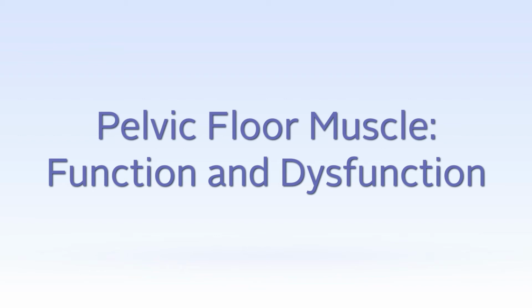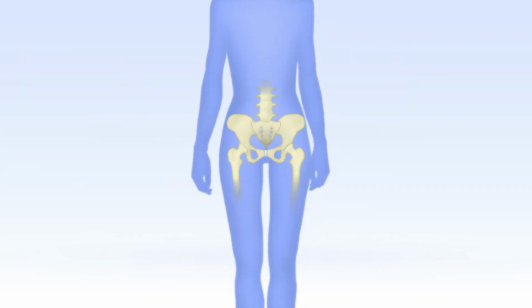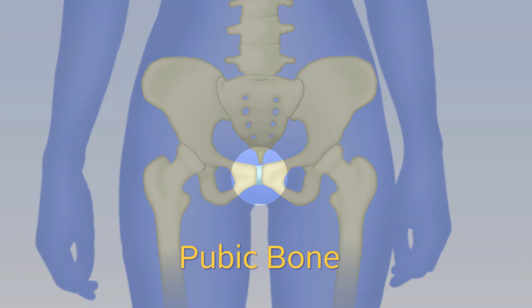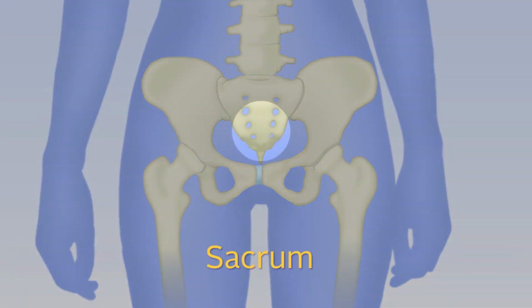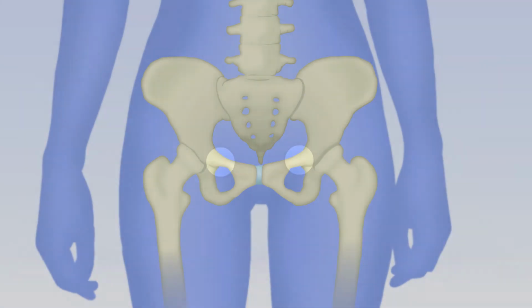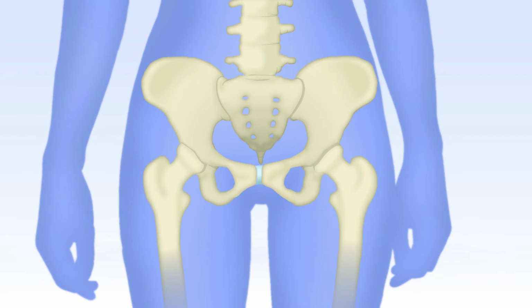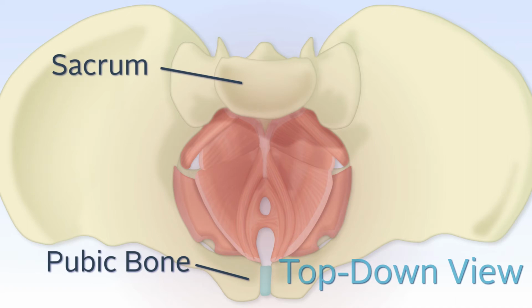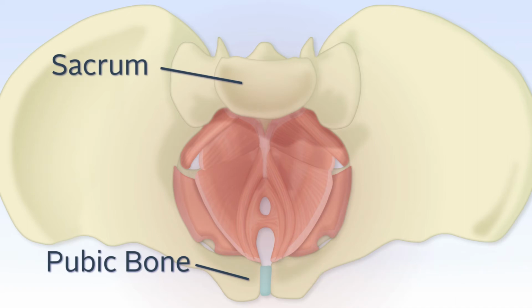This is a tutorial about pelvic floor muscle function and dysfunction. The pelvic floor is positioned at the base of the pelvis, inserted anteriorly to the pubic bone, posteriorly to the coccyx, and laterally to the lower pelvic bones. If you look inside the pelvis, with the pubic bone at the bottom of the picture and the sacrum at the top, you can see that the pelvic floor muscles form the floor of the lower pelvic cavity.